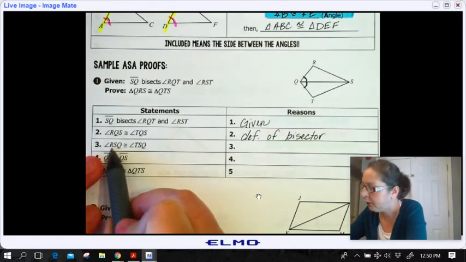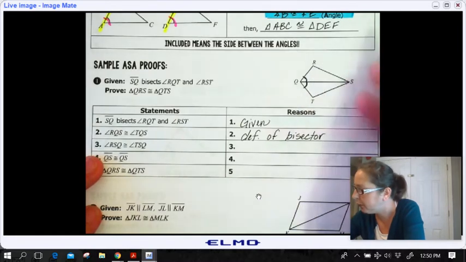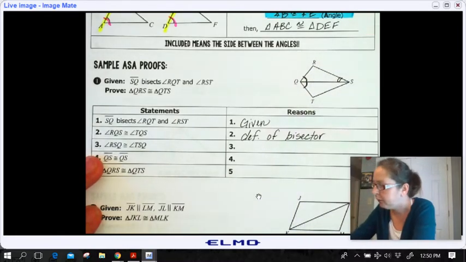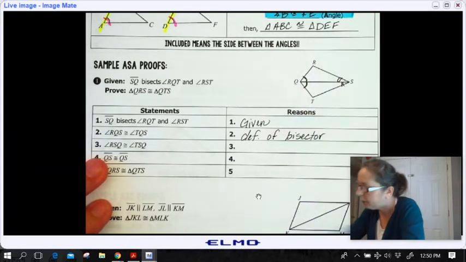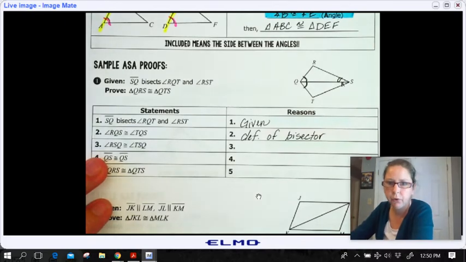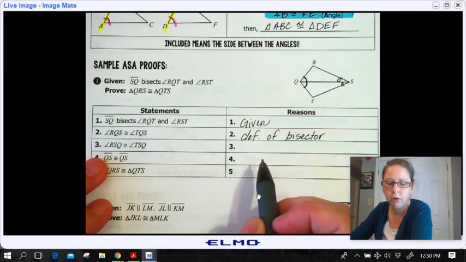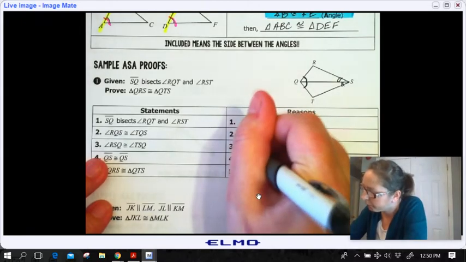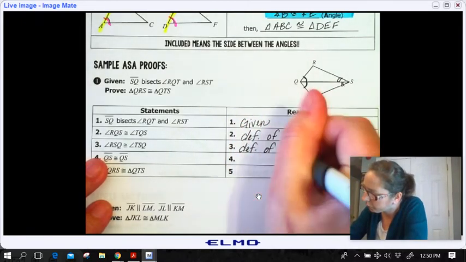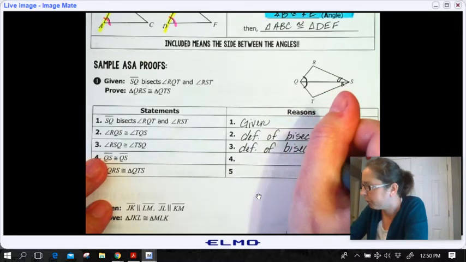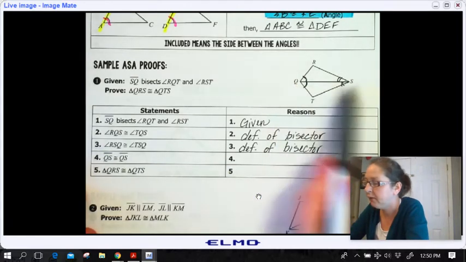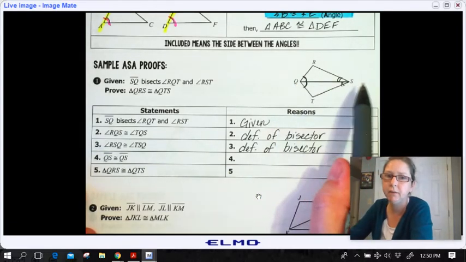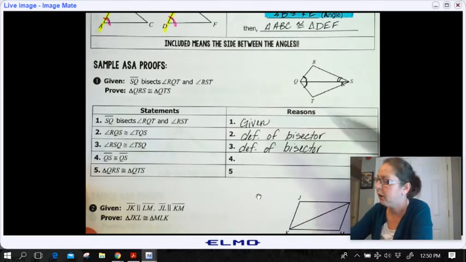Next, it tells me angle RSQ is congruent to angle TSQ. How do I know that these two angles are congruent? Again, that is the definition of bisector. When you have a line that's a bisector and it cuts through two angles, it bisects both of those angles on both sides into two equal parts.